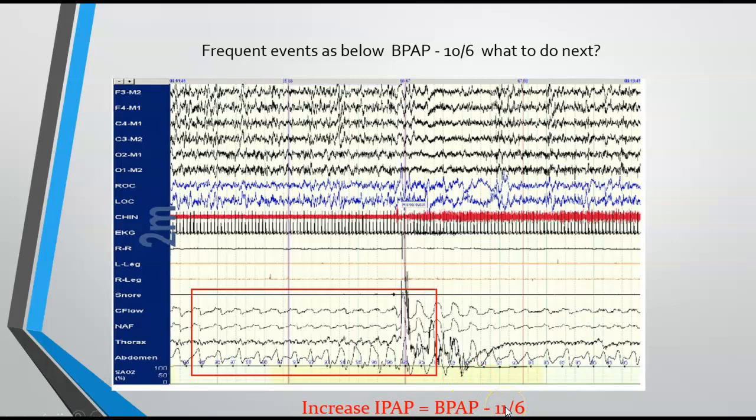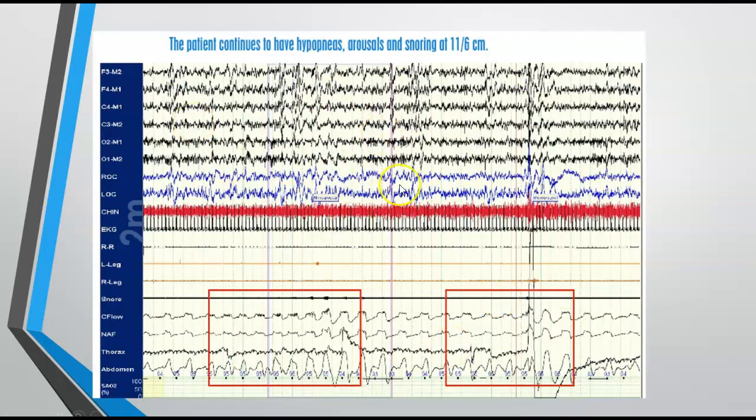Now you can see the IPAP has increased, and so has the pressure difference between IPAP and EPAP. The patient continues to have hypopneas, arousals, and snoring, even at a pressure of 11/6. What will you do? You will continue to observe for a few more minutes, and then you will increase only IPAP. We can see now the BiPAP increased the IPAP, and it will become 12/6. Sorry, I think you may not be able to see the bottom line here, but it is 12/6.